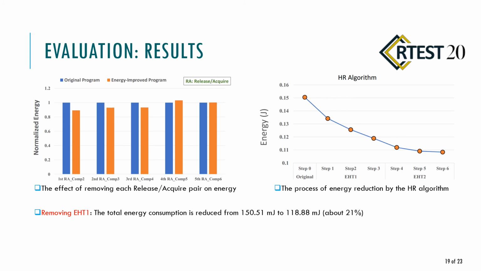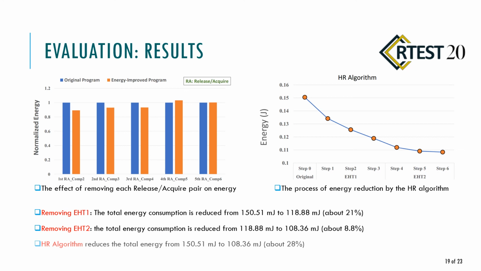Next, the algorithm applies EHT2 to move back the acquire statements to the optimal points, which is in computation 1, 5, and 6 as steps 4, 5, and 6 respectively through the procedure of EHT2. By this approach, the total energy consumption is reduced about 8.8%. As a result, finally, the HR algorithm reduces the total energy about 28%.